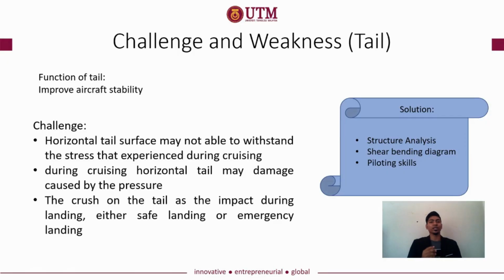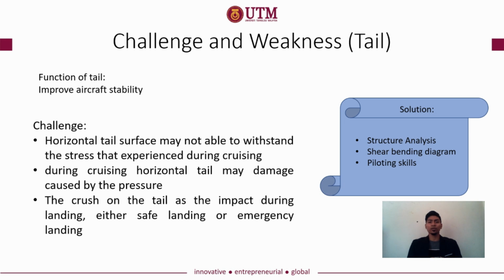Here, I would like to present the challenges and weaknesses related to the tail design. As we know, the function of the tail is to improve the aircraft stability. The same goes for the RC aircraft. There are several challenges that have to be considered in the design process. First, the horizontal tail surface may not be able to withstand the stress experienced during cruising. Second, during cruising, the horizontal tail may be damaged by the pressure. And the last one is a crash on the tail as the impact during landing, either safe landing or emergency landing.